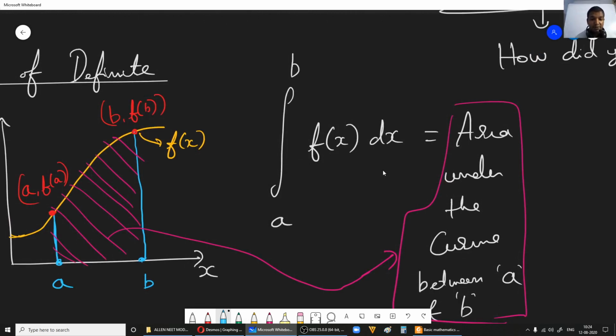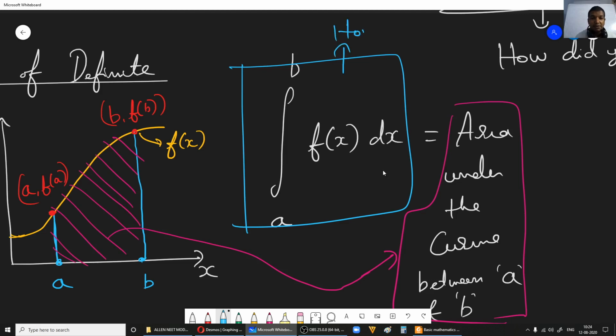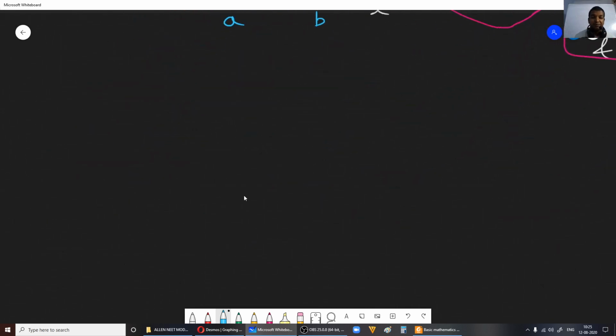Now let us try to understand the concept behind how this represents area. That is the question for many of you right now. How to understand that LHS? I just told you that the definite integral between the limits will give you the area under the curve. Now how to understand that? Let us try to understand it in a better way.